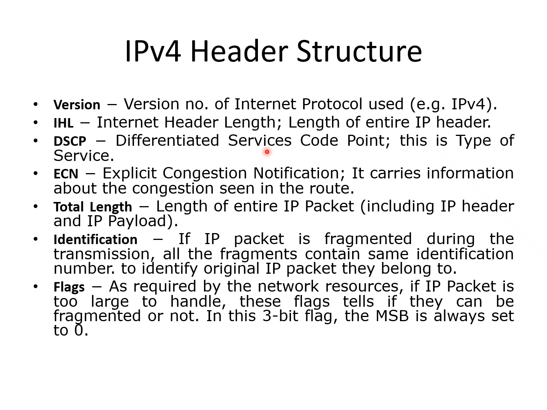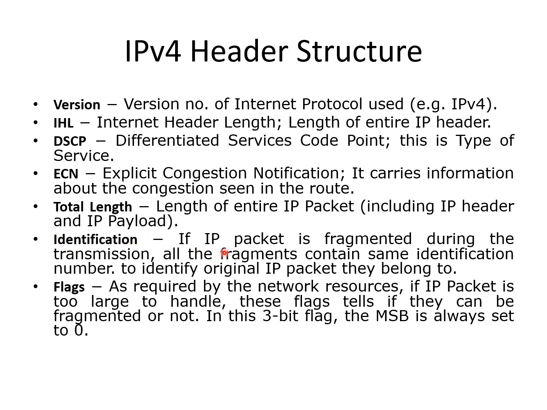DSCP is Differentiated Services Code Point. This is basically a type of service. ECN is basically Explicit Congestion Notification. It basically carries information about the congestion that is seen in the route. Total length is basically the length of the entire IP packet including the IP header and IP payload.